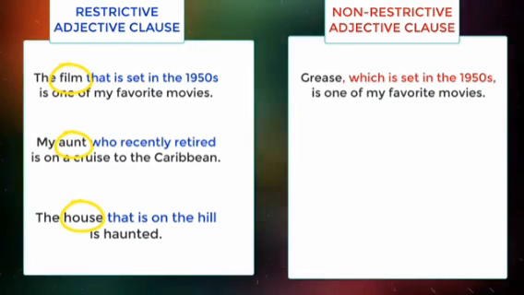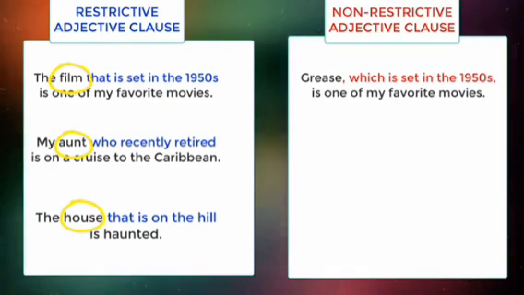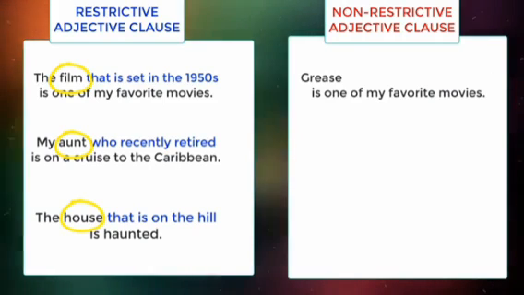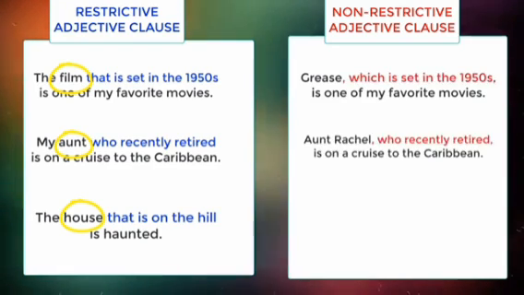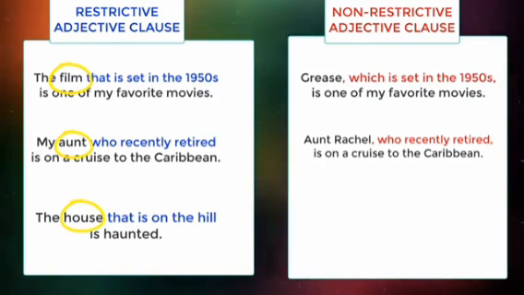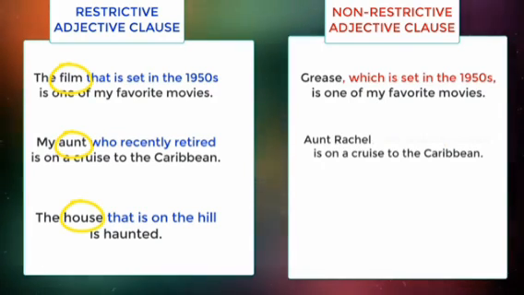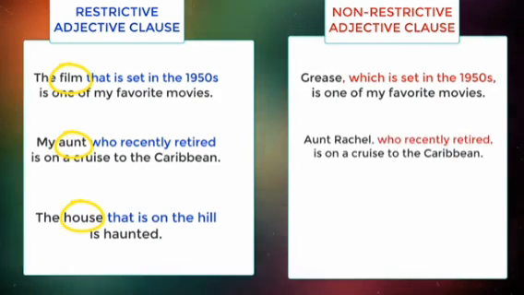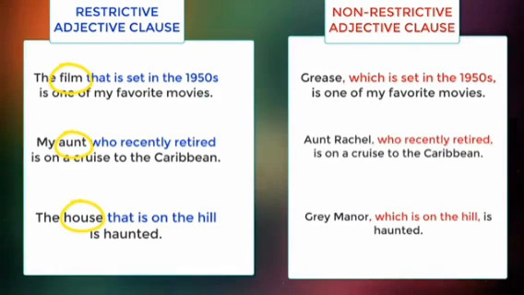Let's see the non-restrictive adjective clause. When we use non-restrictive, we can omit or delete the adjective clause there. For example, Grease, which is set in the 1950s, is one of my favorite movies. It is already meaningful, and it is clear what kind of film it is, the name of the film, Grease. Aunt Rachel, who recently retired, is on a cruise to the Caribbean. Now, Aunt Rachel is already definite. So if we delete the additional information after Aunt Rachel, it is okay.